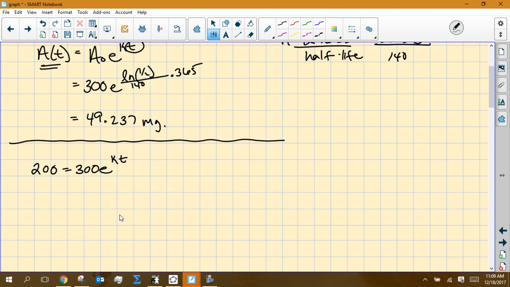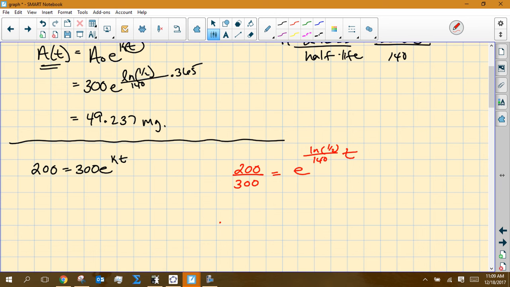Okay, so we're going to take and go 200 over 300. I divide both sides by that constant there of 300, just a little bit easier to do the problem with. And then I've got E. Now K was ln of a half, and you can write this as a decimal if you want to, that's fine. I'm going to leave it as the exact value, so then I've got that.